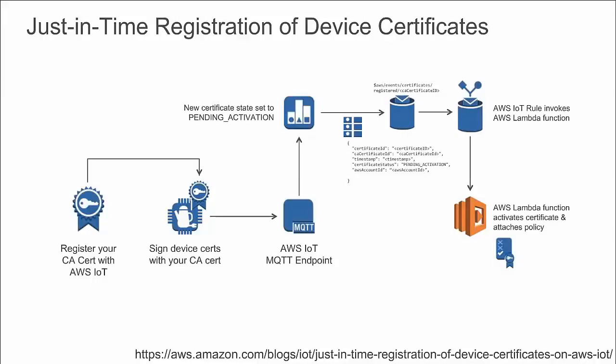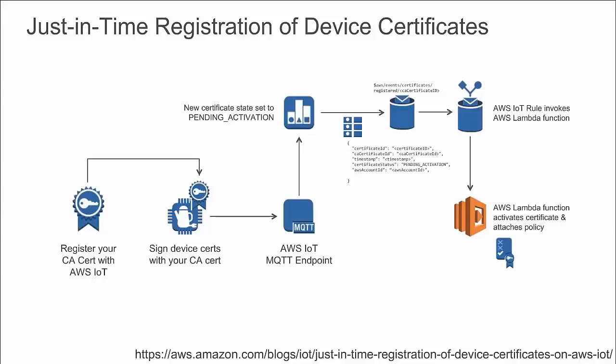Now, that happens on first connect. We then set that new certificate state into pending activation, and we publish a message on a specific reserved MQTT topic, which you can see there is $AWS/event/certificate/registered/ and then the name of the CA certificate ID.